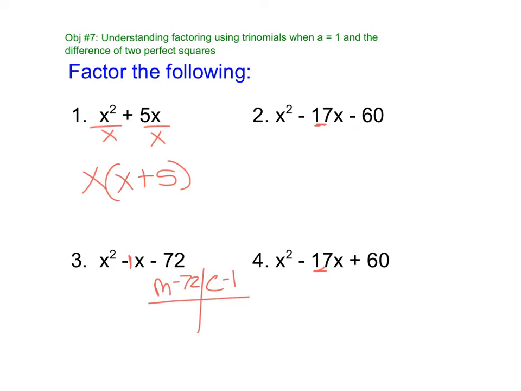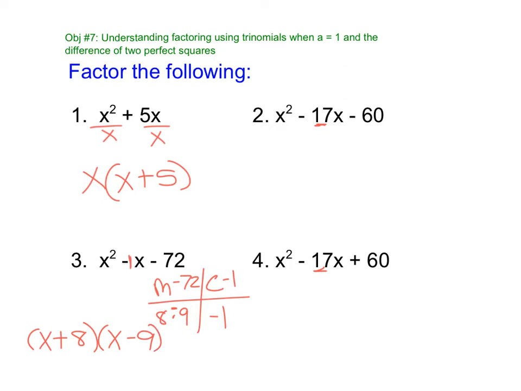There are a lot of numbers that multiply to 72, but the answer is actually 8 and 9. Now, who's going to be negative? The 9 is negative to give us a negative 1. If you switch it, you'd have a positive 1. So x plus 8 and x minus 9.